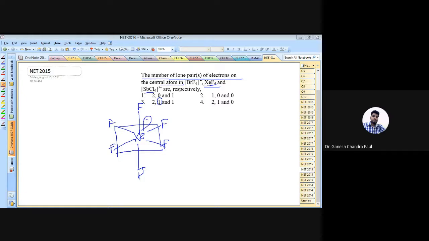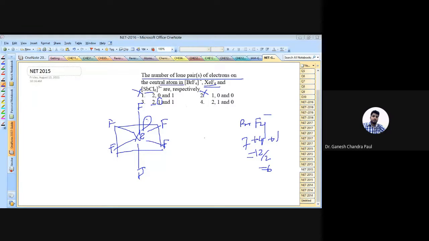Now, if you try to calculate the bond pair and lone pair electrons in case of BrF4 minus: from bromine it is 7, plus from 4 fluorine it is 4, and for one negative charge it is 1. So it is 12, divided by 2, so it is 6. So that means 2 lone pairs. Okay, 2 lone pairs is matching. Now then, yes, you cross out option 2 and option 1, right?